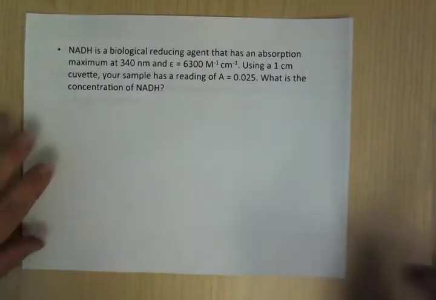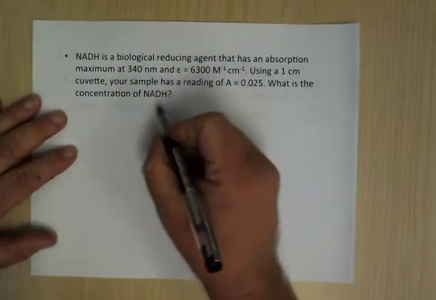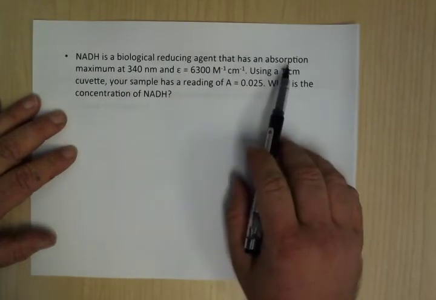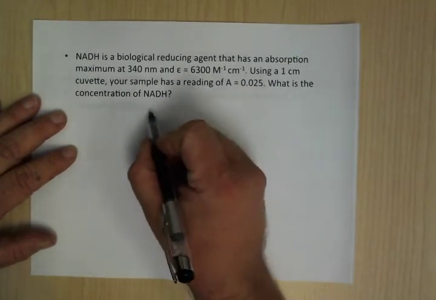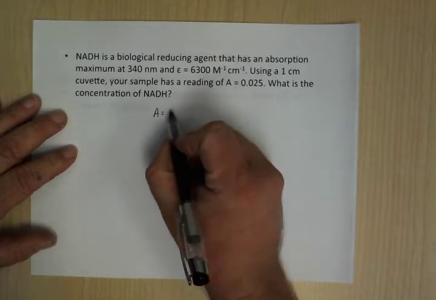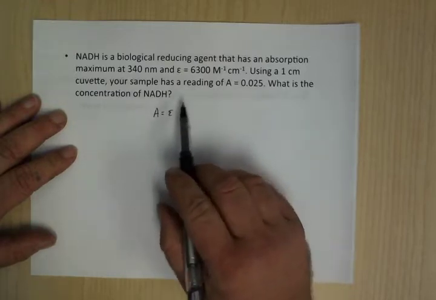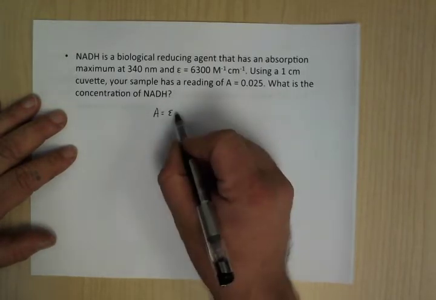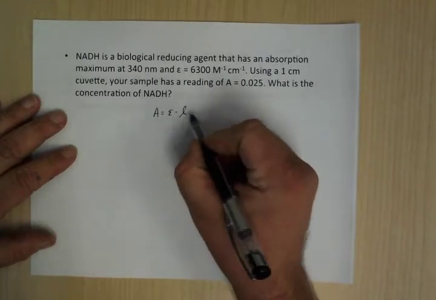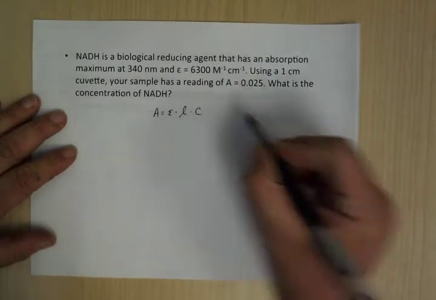Okay. Now for here, we're going to be using Beer's law. So when you're talking about UV absorption, stuff like that, absorption is equal to your molar absorptivity, or your extinction coefficient, either one, times the path length times the concentration.